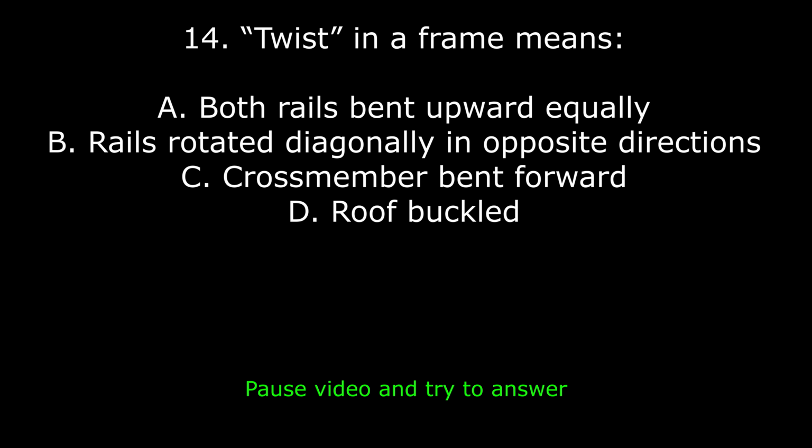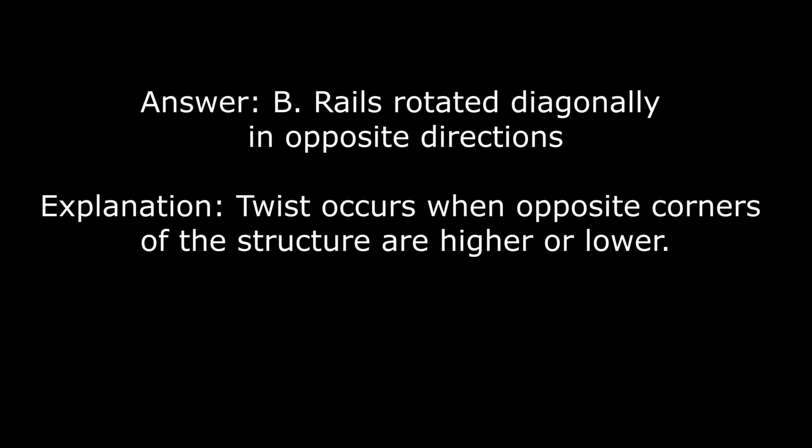14. Twist in a frame means: A. Both rails bent upward equally. B. Rails rotated diagonally in opposite directions. C. Cross-member bent forward. D. Roof buckled. Answer: B. Rails rotated diagonally in opposite directions. Explanation: twist occurs when opposite corners of the structure are higher or lower.